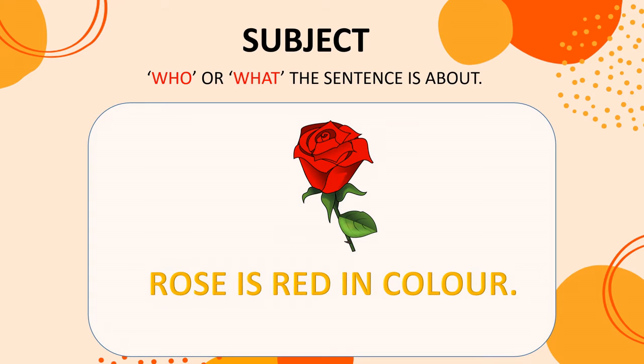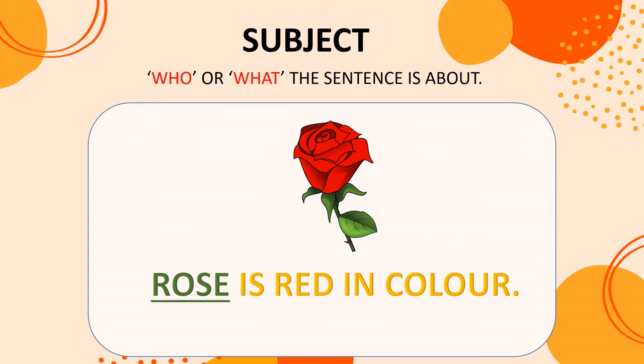Next picture says rose is red in color. The sentence is about a rose. It tells that the rose is red in color. So here rose is the subject.